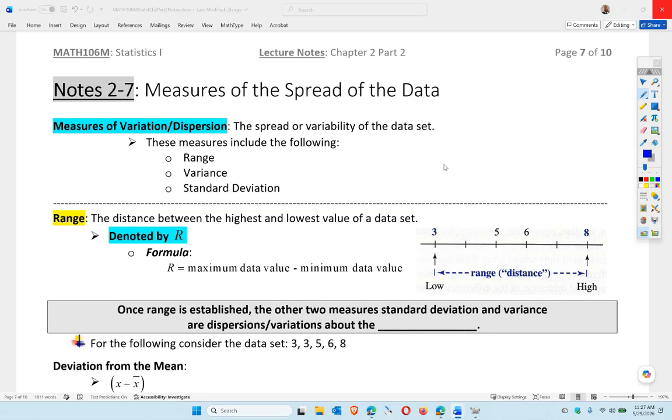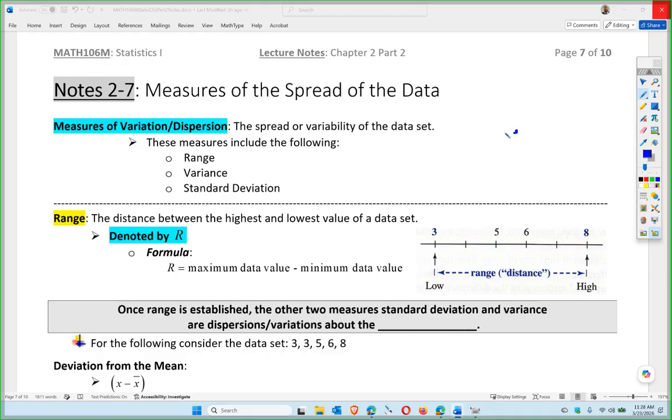Alright, this is Chapter 2, Section 7. In Section 5, we established the measures of center, or where the middle of the data is, with mean, median, mode, and mid-range. Once you know the middle of your data, the question is how spread out is your data, how dispersed is your data. So dispersion or spread, you can use either term.